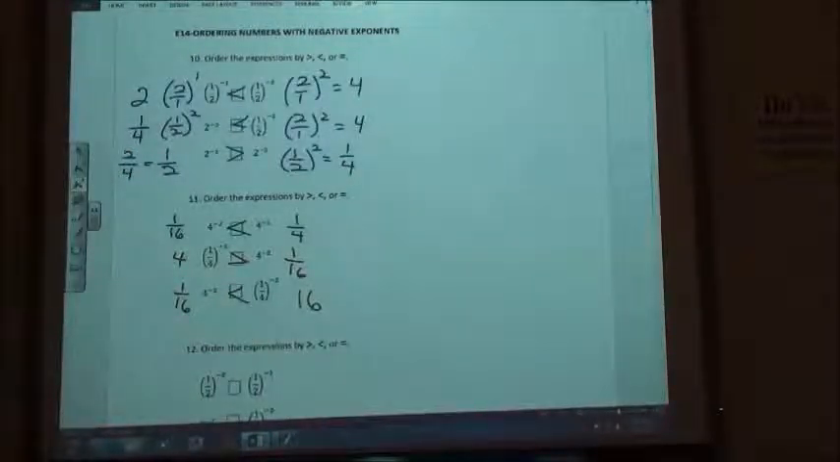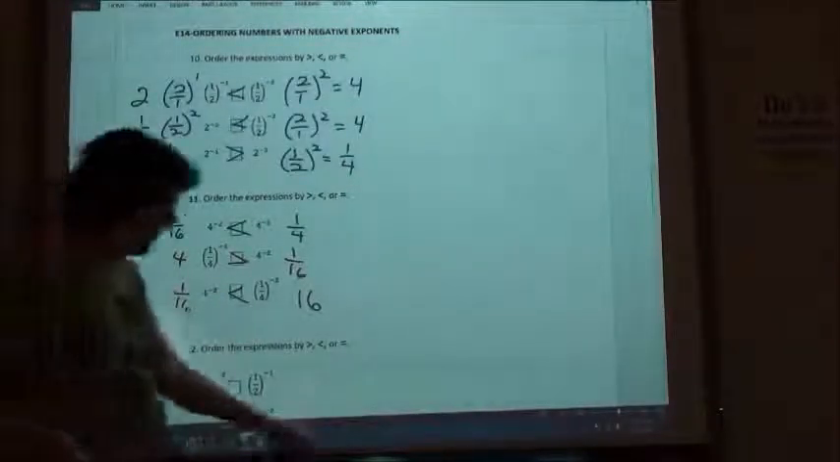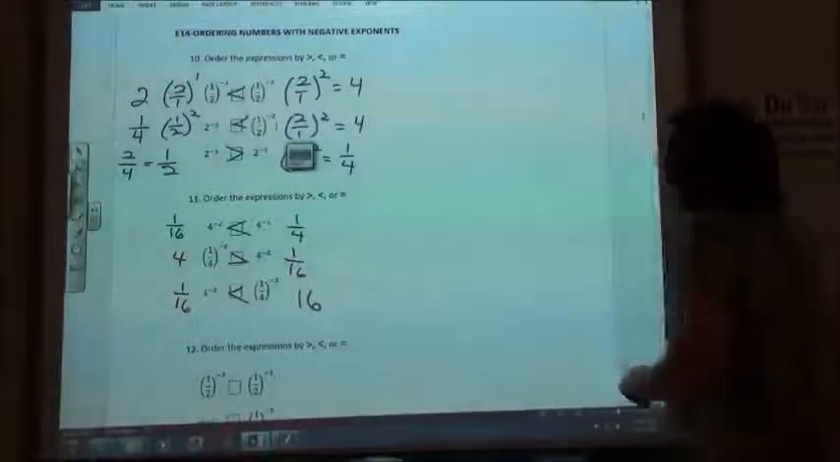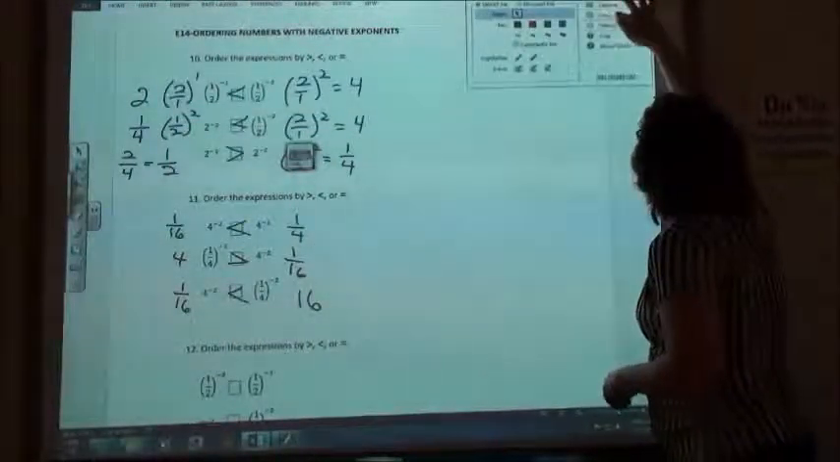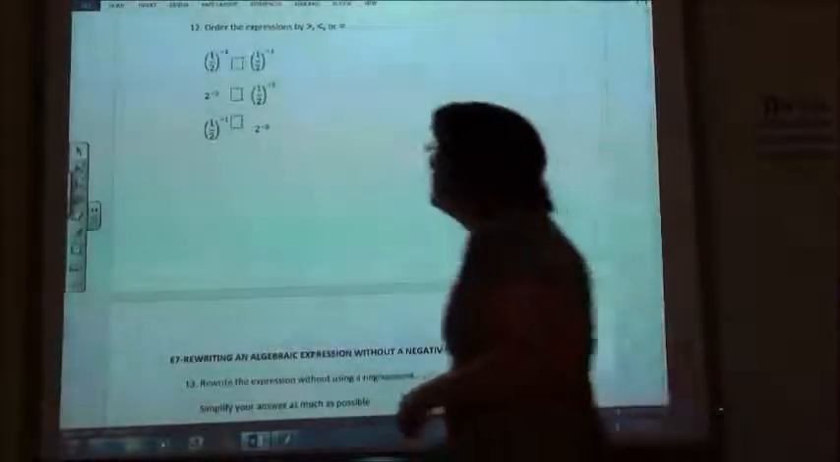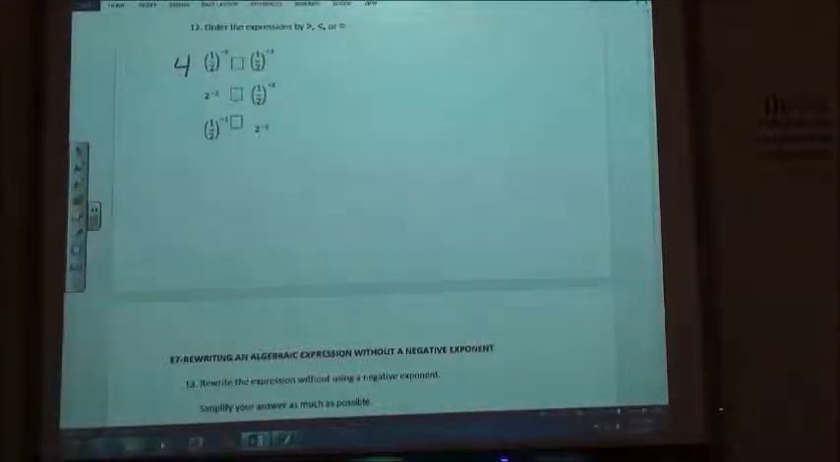1/16 is less than 16. We'll find out on 12 if we got this straight yet. So 1/2 to the negative 2 power would be 4, exactly. 1/2 to the negative 1 power would be 2. 4 is greater than 2.